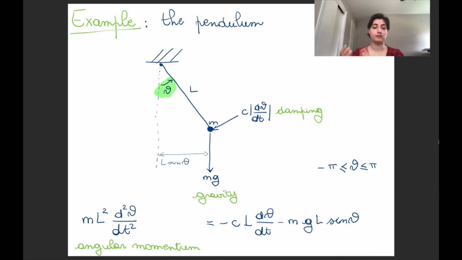And that depends on the velocity at which the angle is changing. We are expecting theta to be bounded by minus pi and pi, and we want to find an equation that describes fully the pendulum. So we're going to match the angular momentum with the two forces that we have introduced, the damping, that has a negative sign with respect to d theta dt, and the gravity that has to be multiplied by L sin theta, because we want to look only at something that is tangent to the connection to our fixed point.